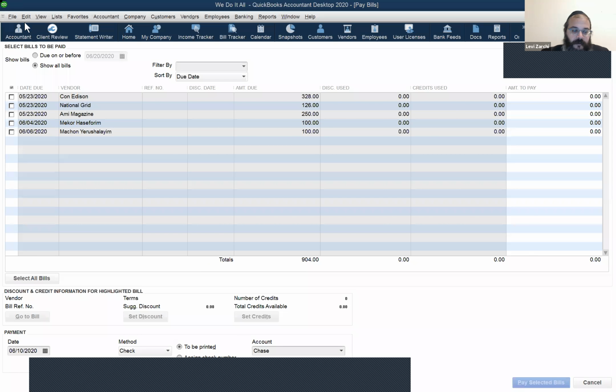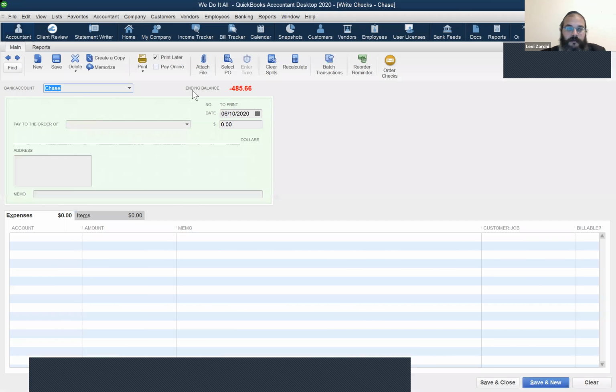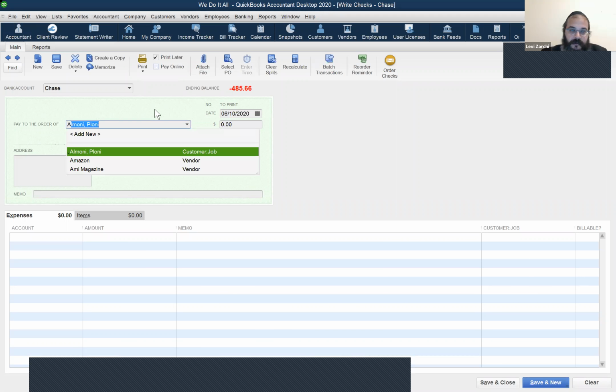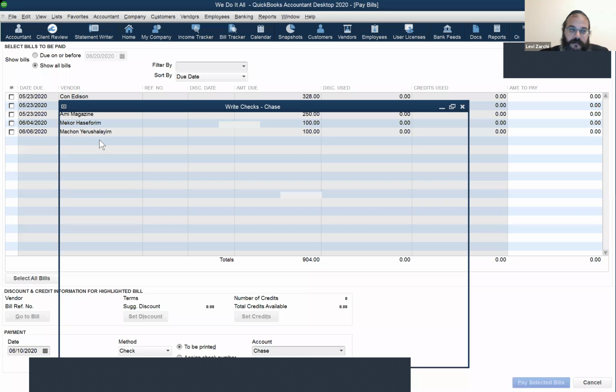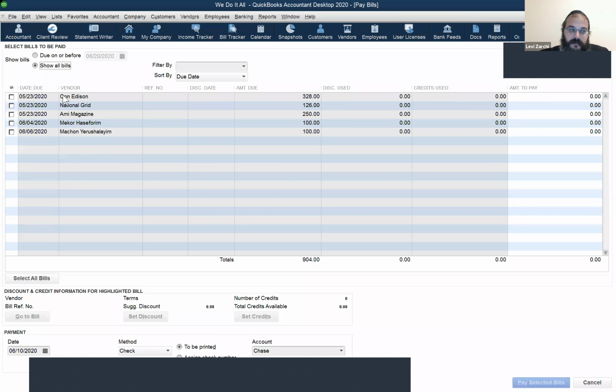And if I would go Control W, which is to write a check, and I would, it says to print, okay? And I'm going to say to Ami Magazine, it's going to tell you you have the unpaid bill. Are you writing a check? Work in the pay bills window to connect it correctly. That's the way it should be. And if you go to pay bills, it's going to bring me back to my vendor window. So what I'm going to do right now is I'm going to do one correctly and one incorrectly. So you'll see what happens.